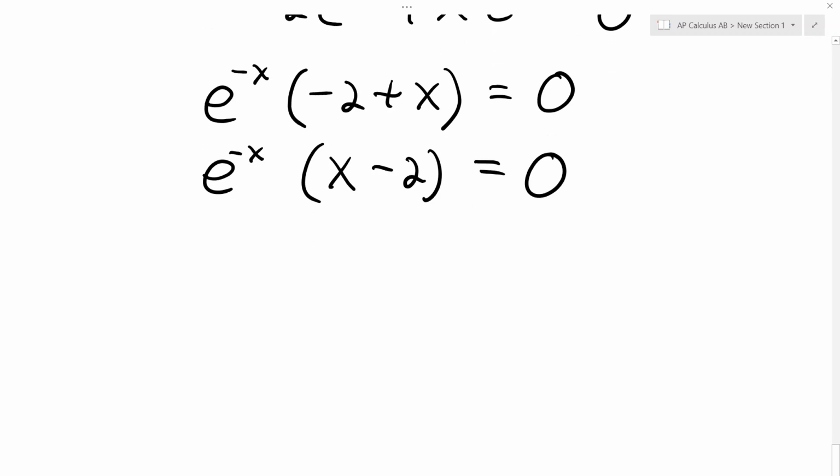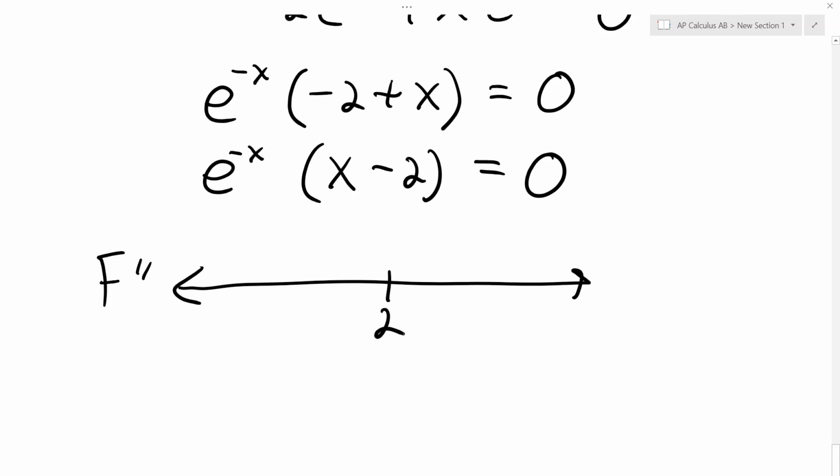So what number is going on my number line? Just positive 2, right? E to a power is never 0. So when I make my second derivative number line, I'm putting a 2 on here. Okay? If I plug in a negative value, like 0, whatever, we're going to get a negative answer. So this is negative back here, which means this is concave down.